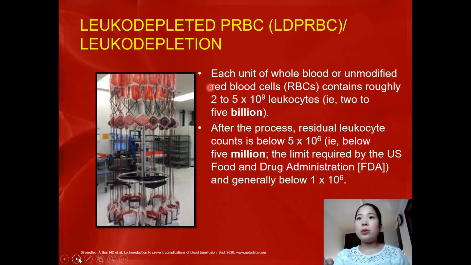Each unit of whole blood or unmodified red blood cell contains roughly 2 to 5 billion of leukocytes. And when these packed red blood cells undergo leukocyte filtration, the final leukocyte count can be as low as 5 million or even generally below 1 million. Now, why is it important to remove these leukocytes or these white blood cells?